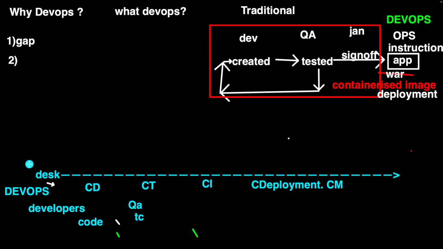This whole process automated is nothing but DevOps. So how is it automated? By implementing continuous development, continuous testing, continuous integration, continuous deployment, and continuous monitoring. And this is called the CI/CD pipeline. How do you create a pipeline? How do you automate this process?